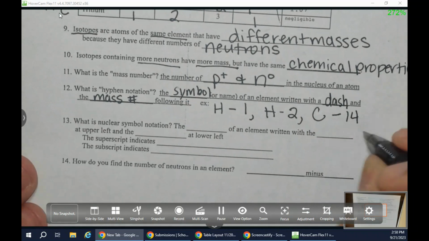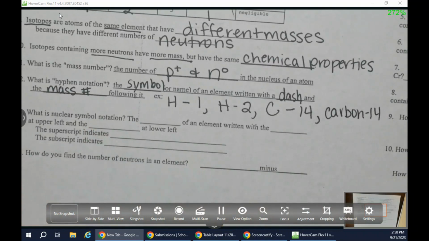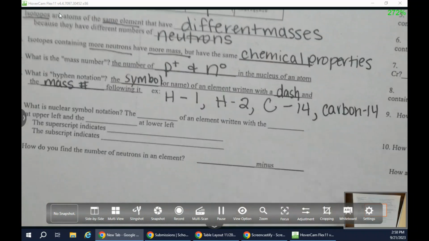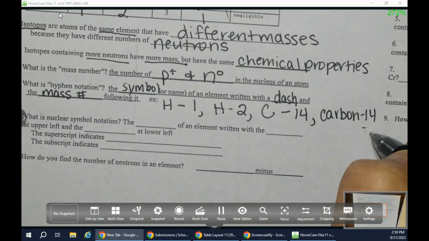Oh, sorry, I should have given you an example of writing out the name. So carbon 14. There you go. That would be the other way you could write it. So name or symbol. Hyphen notation is probably the easier one. You just have to write the mass number. You need to be able to read that and know that this number is your mass number.